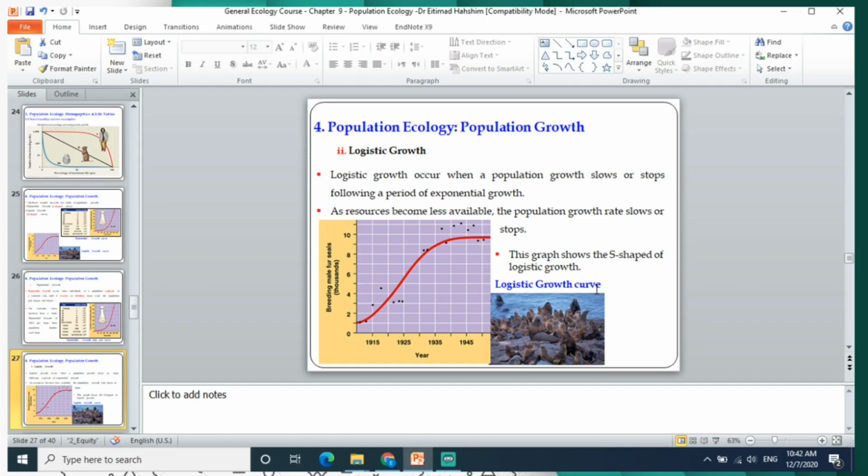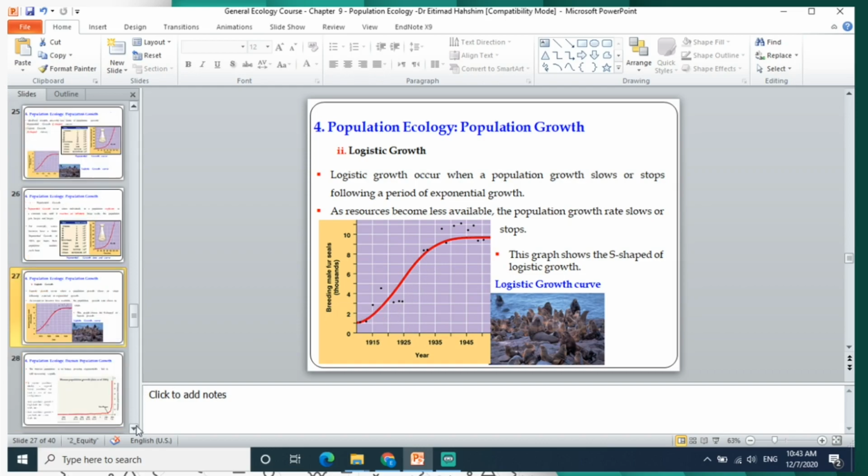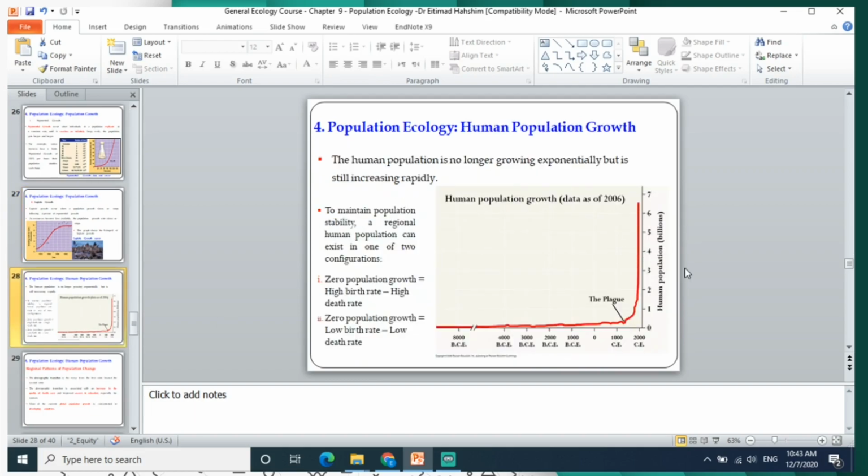The logistic curve occurs when a population grows slowly, then it has an S shape. The population grows slowly or stops following a period of exponential growth. Resources become less available as the population growth rate slows or stops. You see here the growth slows or stops. This curve always has an S shape, and we call it logistic growth. Let us look at the human population growth curve.